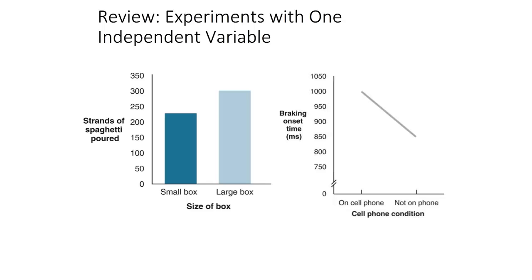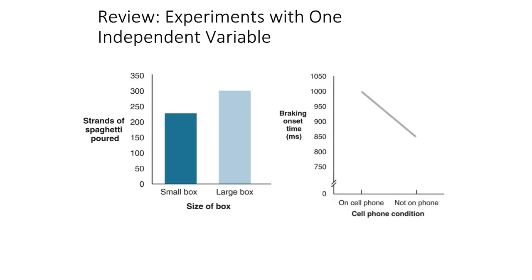Here on the right, we have a study looking at driving distractions when you're on your cell phone, right? So we have one independent variable, which we're calling cell phone condition here. So there are two levels of this. One condition, you're on the cell phone. The other condition, you are not on the cell phone. Our dependent variable, braking onset time, so the amount of time it takes you to brake. So that's our dependent variable.